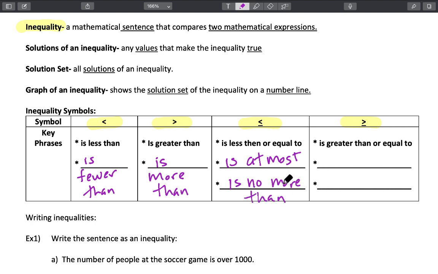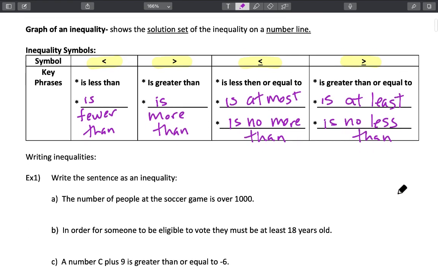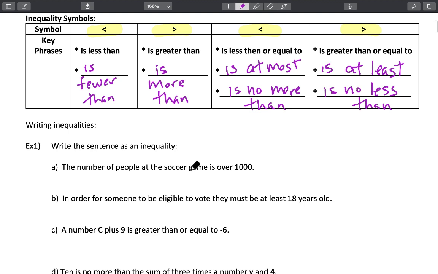Alright, then there's two ways to also say is greater than or equal to. You could write that as is at least. And finally, you could write it as is no less than. Alright, so keep these phrases in mind here as we translate between the English and the math.